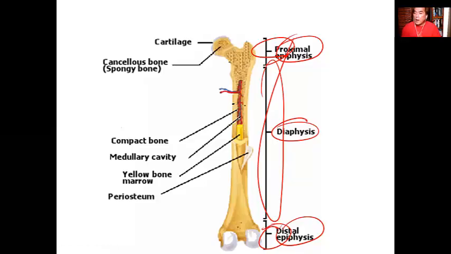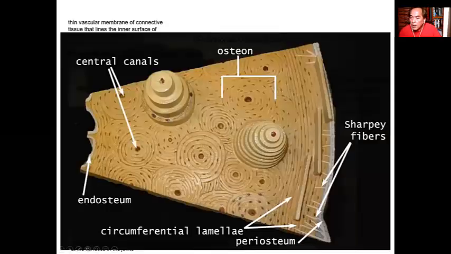And the cavity inside the diaphysis is called the medullary cavity. It has yellow bone marrow, so those are the fats. And then this is what a skeletal tissue of the compact bone looks like. Each circle is called an osteon.